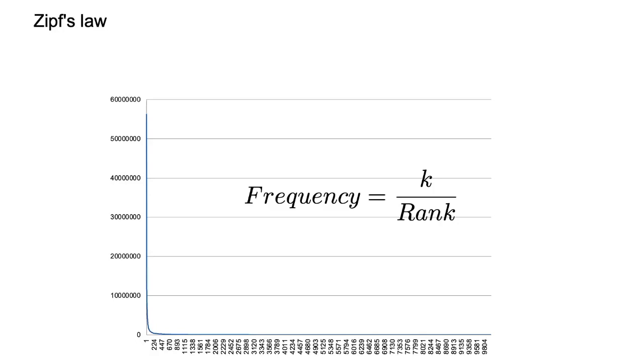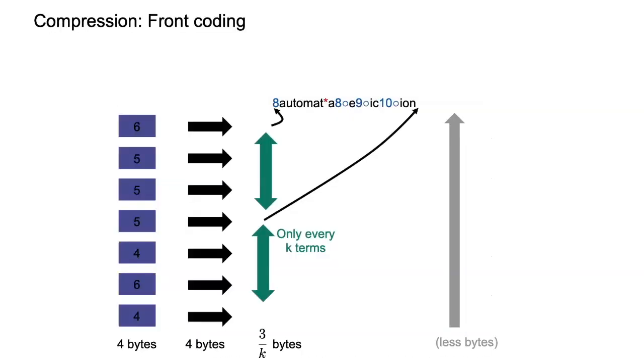This graph, actually, I did it. I think I downloaded Wikipedia or something, and then executed the calculations, and this is what you get out of it. All right. That's Zipf's law. Then you have compression techniques on the dictionary side, which allow you to take less space to store your dictionary of terms.